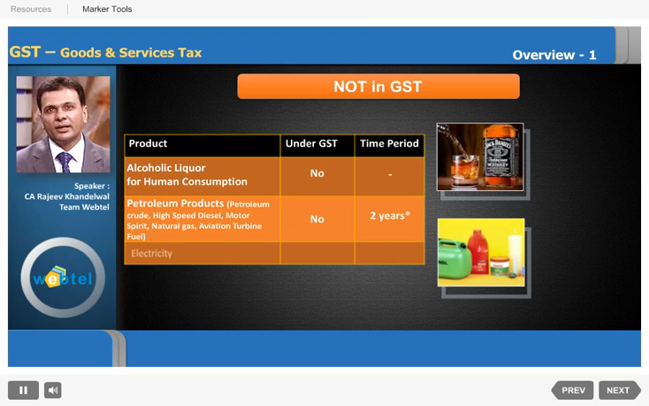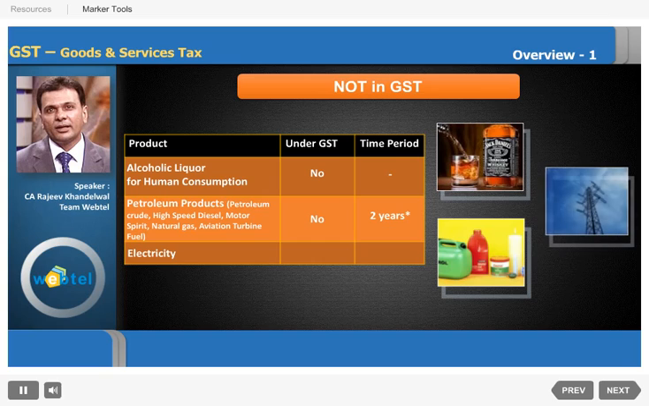Similarly, electricity duty, etc. will continue to be levied and it is not there in GST.